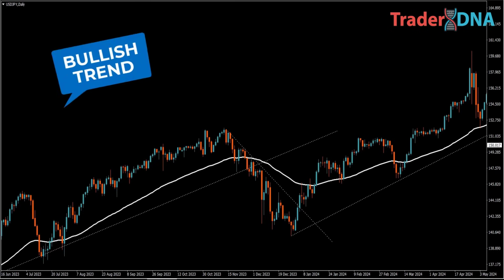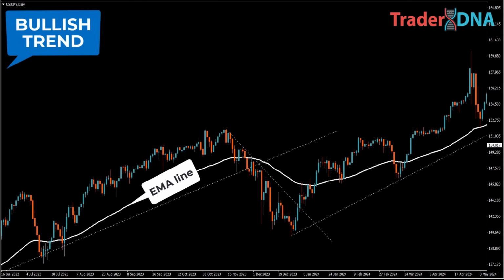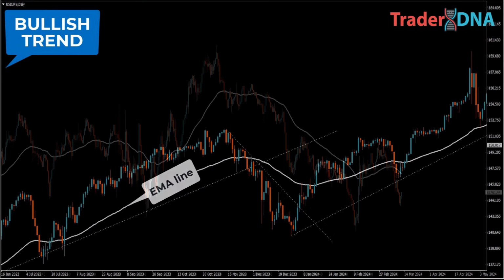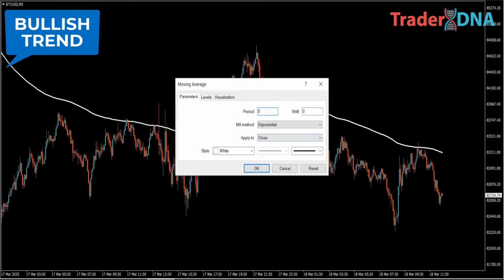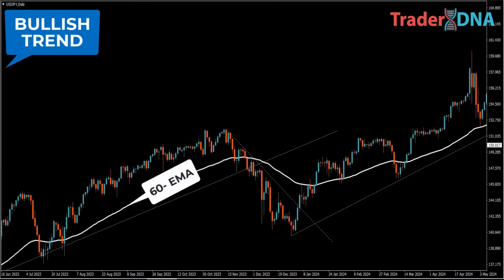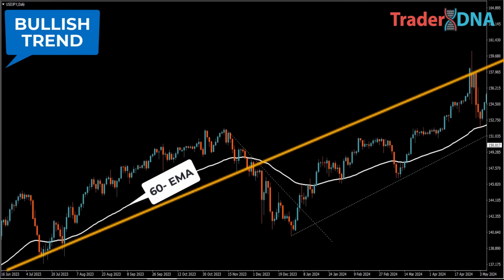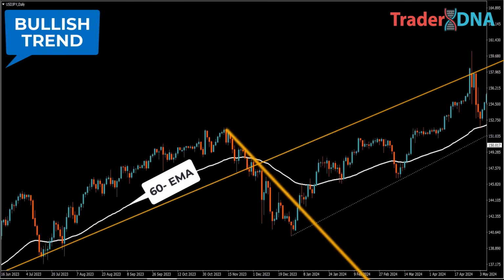Step 1. Apply the EMA indicator to your chart and set the EMA period exactly as I showed you earlier. In this example, we're using the 60 period EMA. Step 2. Draw the relevant trend line to confirm that a clear market trend is in place. Step 3. Watch for a breakout. We're looking for price action to break both the trend line and the 60 period EMA.